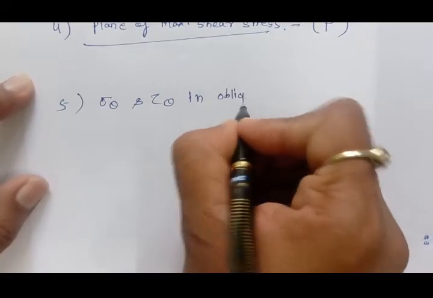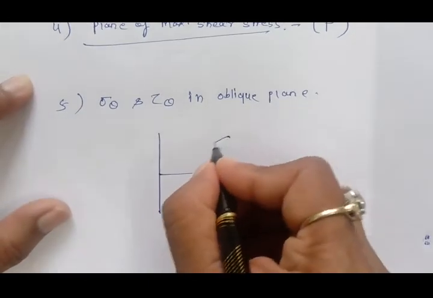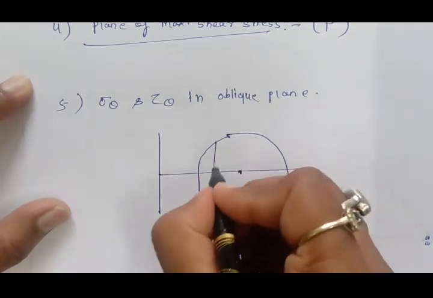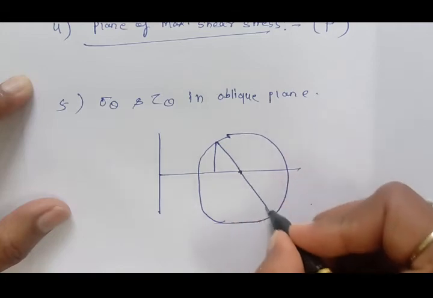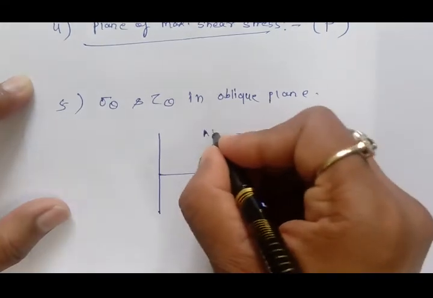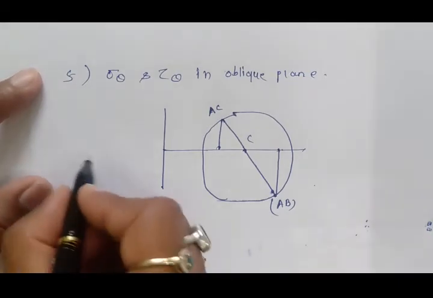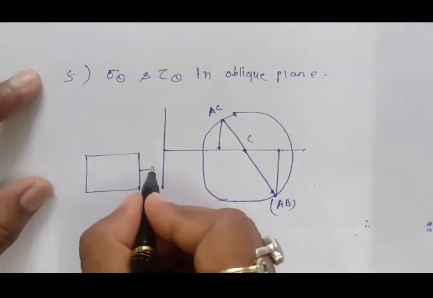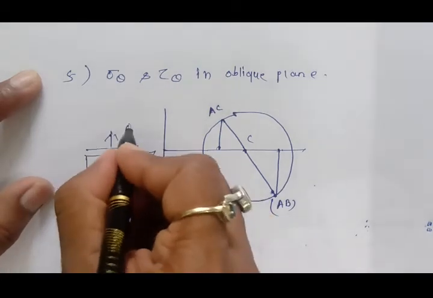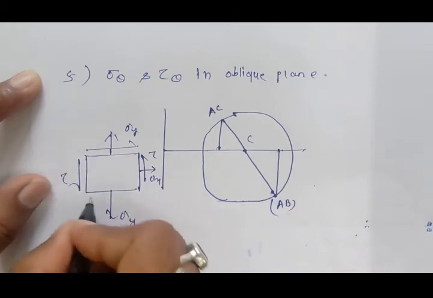Oblique plane. In the same way I can draw this Mohr circle. So this was plane AB, AC, center C. And we have seen in our element, this was sigma x, and this is the tau value. This was sigma y, and this is the tau value.